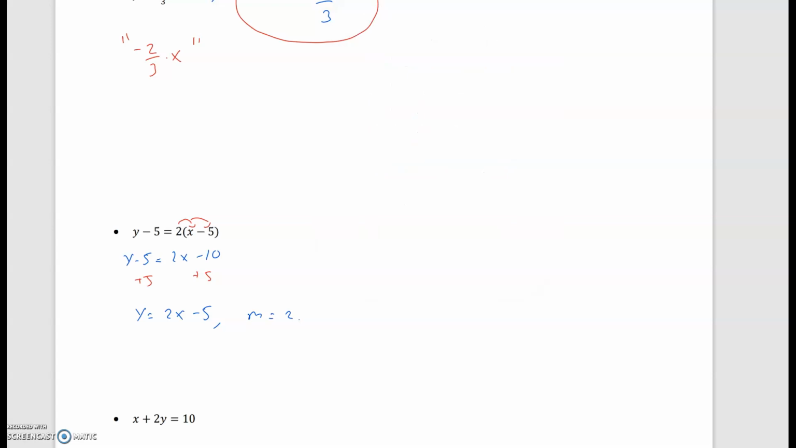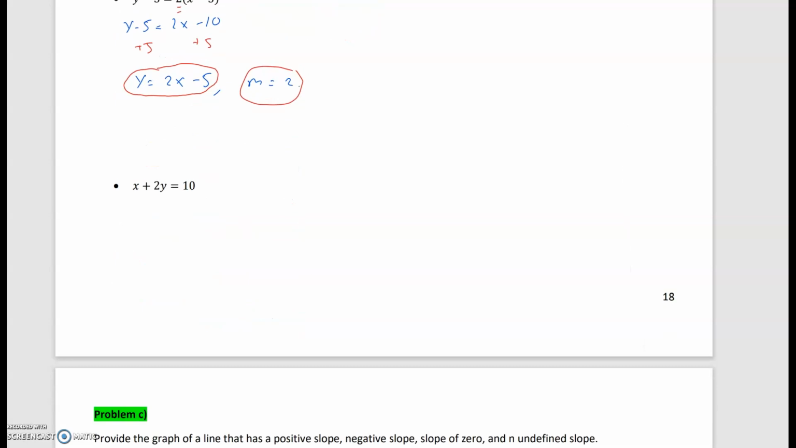You could have seen it from the beginning of it because the only number that's going to multiply your x's would be the 2, and there's no other x's. But technically, we don't actually make that statement until we have it in mx plus b. In this case, that would be the proper equation to quote, and the slope happens to be 2. Same idea with this last problem.